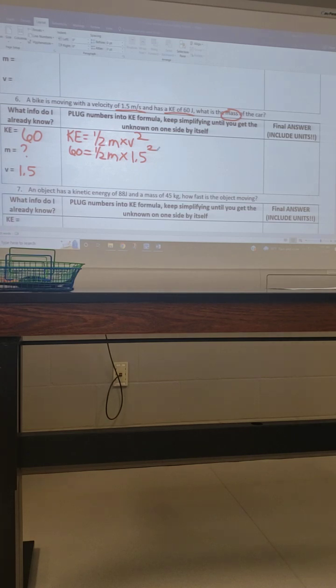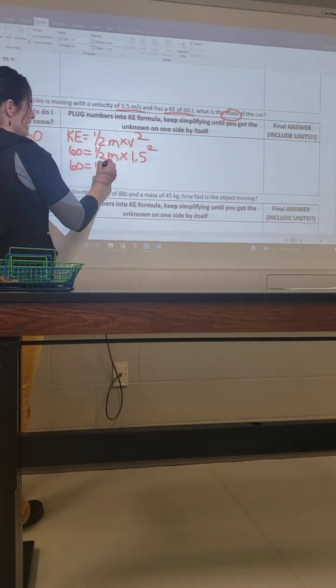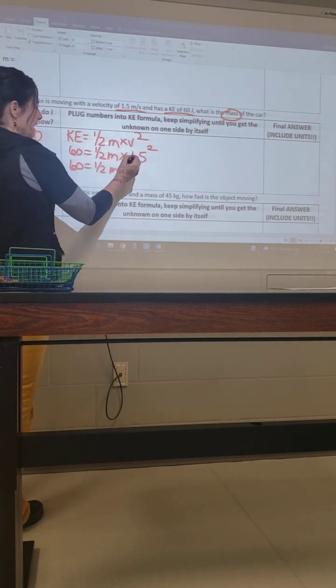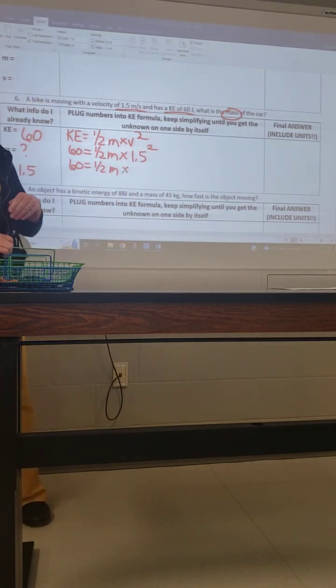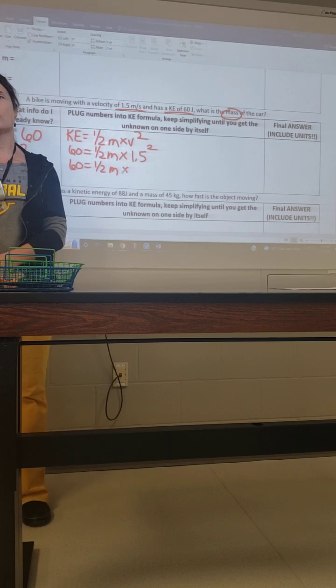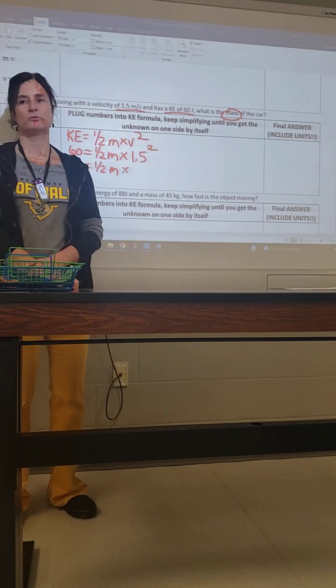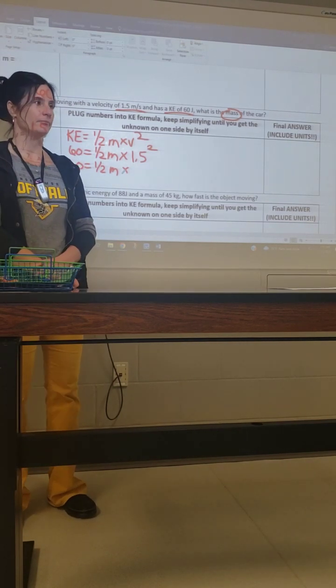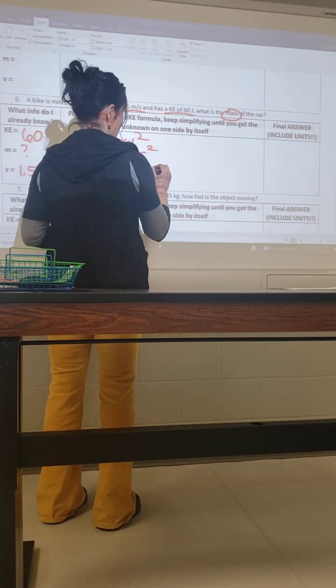So now I start simplifying. I can't do anything with my 60 equaling 1/2 m, but I can simplify 1.5 squared. So is that going to be 1.5 times 2 or 1.5 times 1.5? Garrett? 1.5 times 1.5. Yes, and what is that answer? Who's got that? 2.25, so we'll say 2.3.